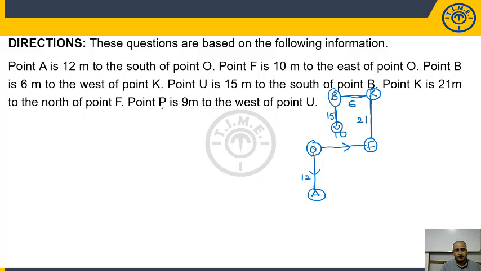Next. Point P is 9 meters to the west of U. So U is here, 9 meters to the west side. Till here it is exactly 4, because this distance is 10 meters and BK distance is 6. So up to here we have calculated 6. The remaining is 4. But we have to calculate up to 9, so it goes 5 meters further. So here is the point P. Total 5 plus 4 is 9. Now let's answer the questions. Simple direction sense, distance and directions.